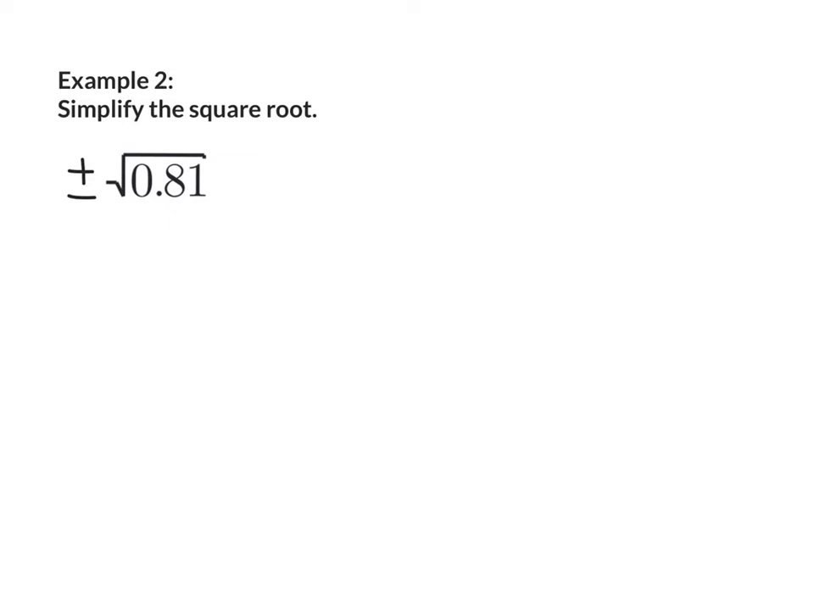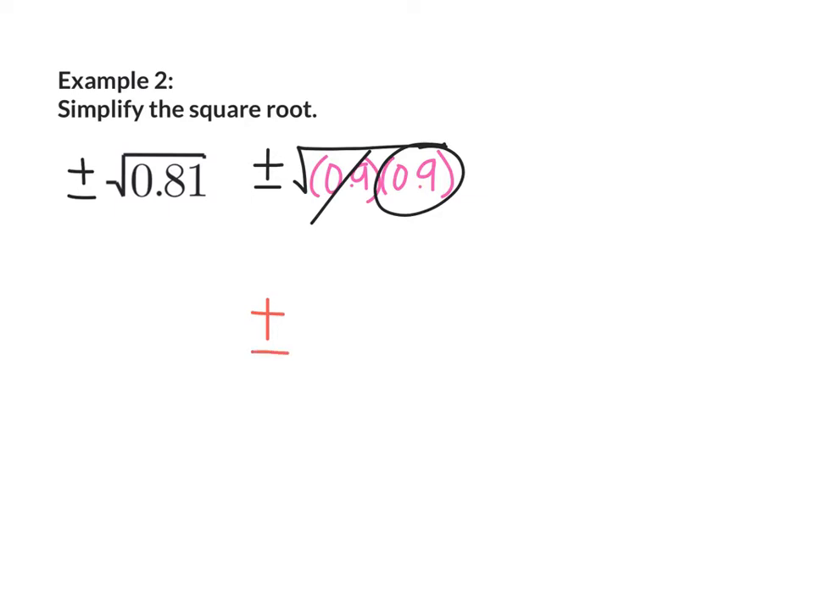Example number 2. Simplify the square root. So what I'm going to do is break this down. So 0.81 broken down is really 0.9 times 0.9. Now I have twins. One dies, one escapes. So my answer is positive or negative 0.9.